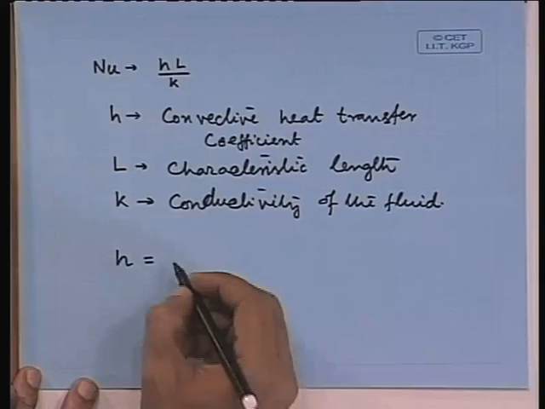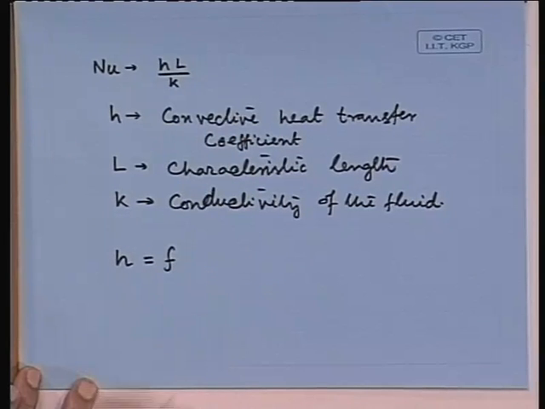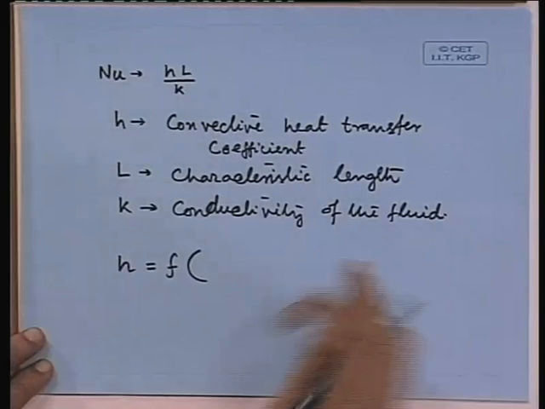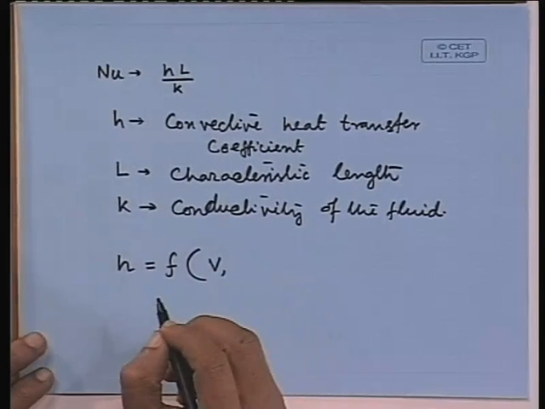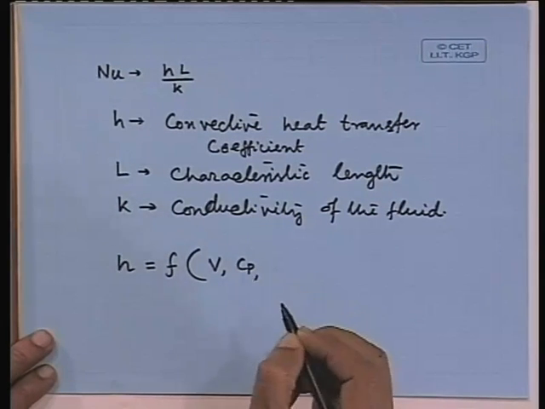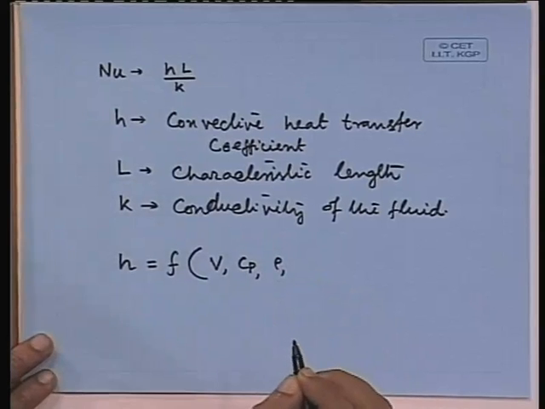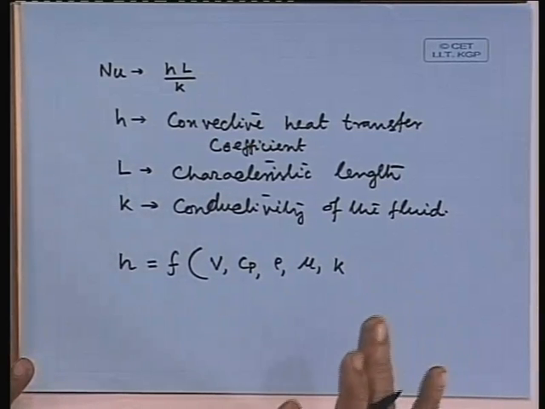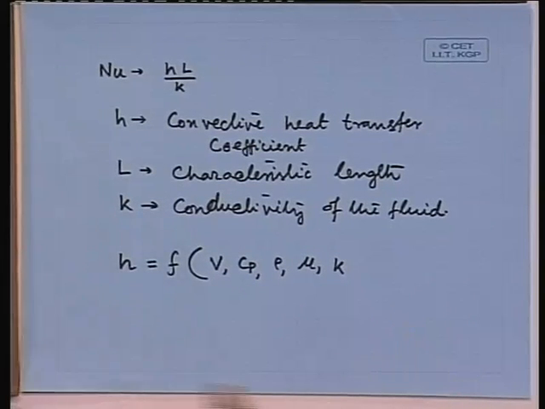Basically, h will depend on a number of parameters. So, let us say what are the parameters on which h is dependent. h will be dependent on the velocity of the fluid V, on the specific heat of the fluid, on the density of the fluid, on the viscosity of the fluid, on the thermal conductivity of the fluid. Temperature difference will not come directly, but indirectly it will come because all these properties are temperature dependent.